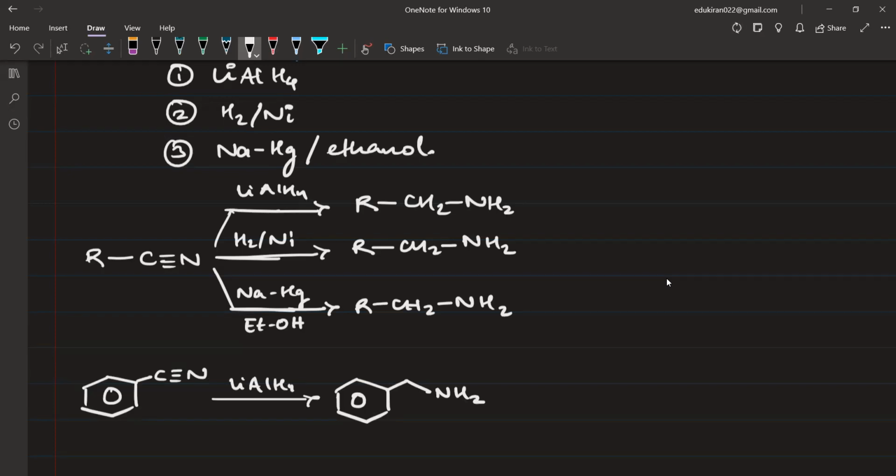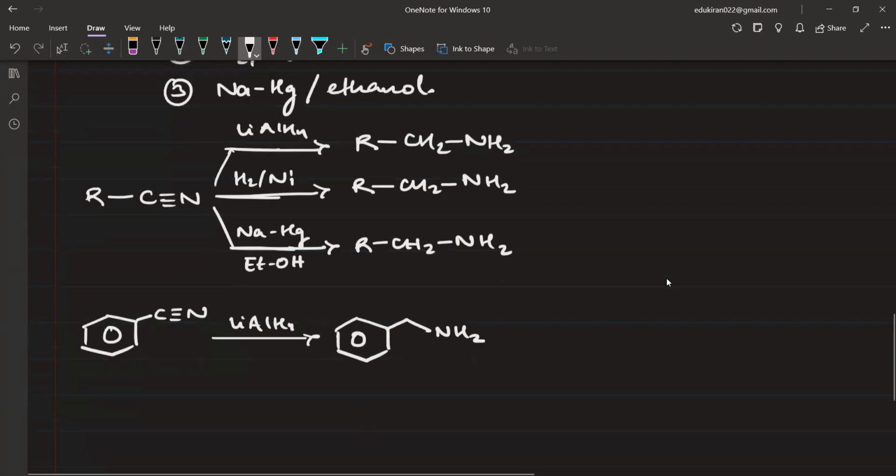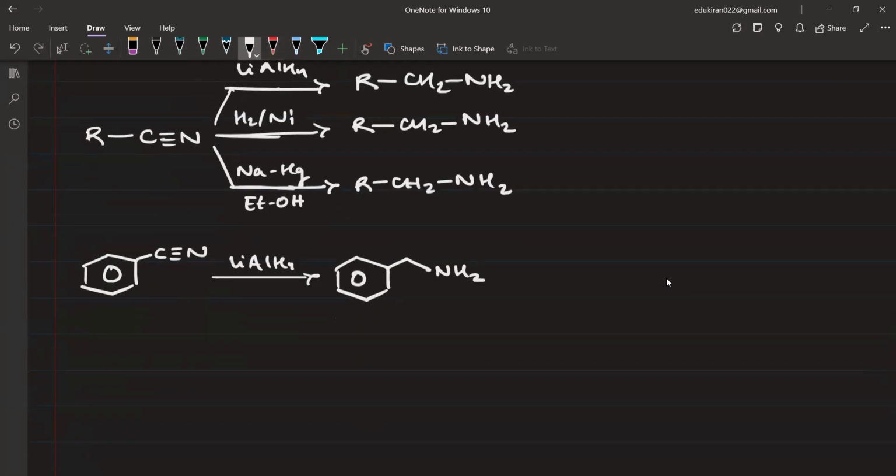Now this conversion is also useful when you have to convert, for example, let us say haloalkane or alcohol to nitriles with 1 extra carbon. Okay? For example, please write. You have to convert ethanol to propanoic acid. No, to propanamine.